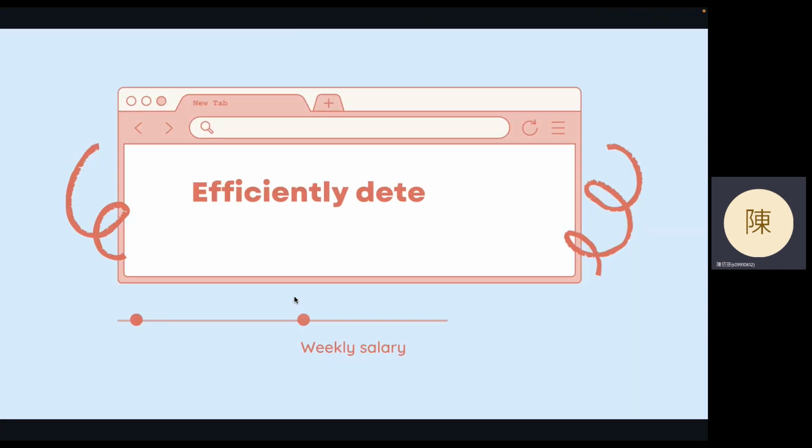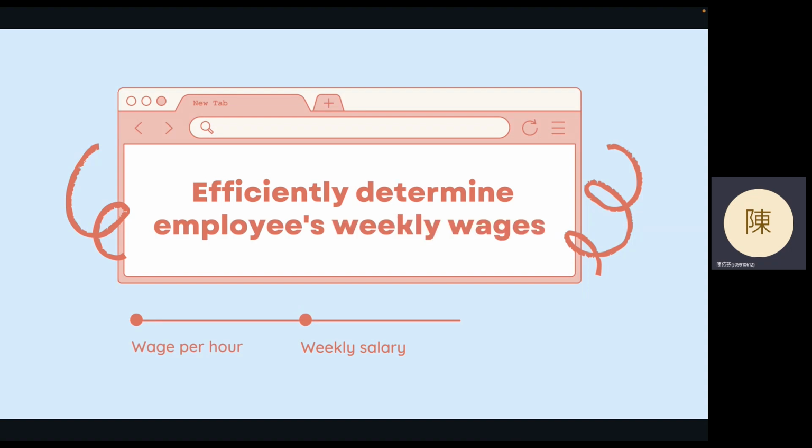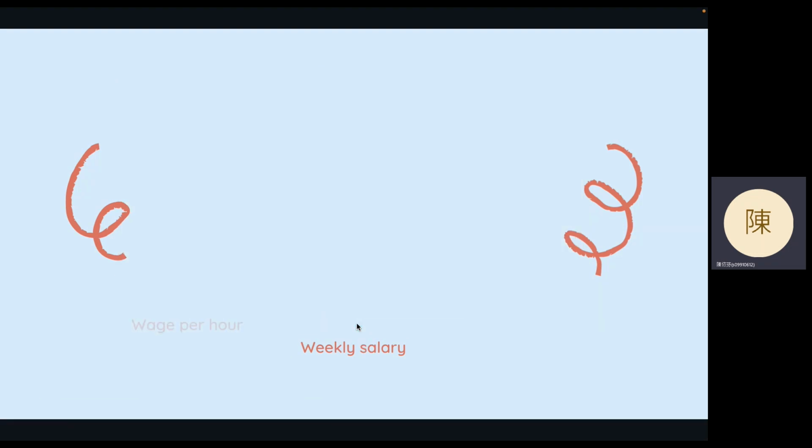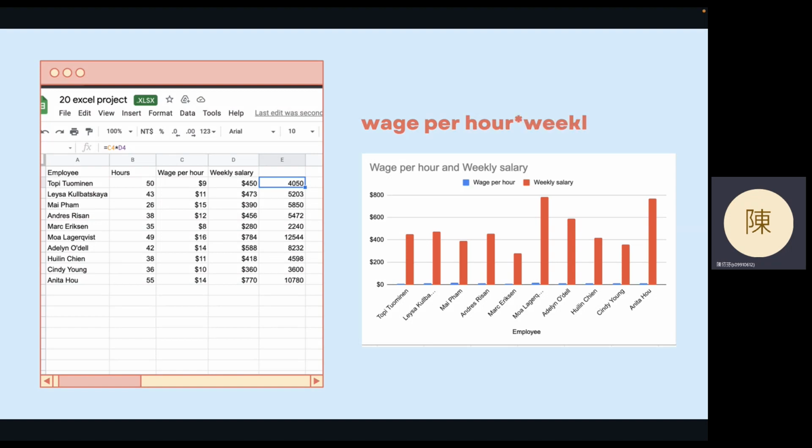So next, I will talk about how Excel can help you efficiently determine employees' weekly wages. For this formula, we need the wage per hour and weekly salary, which Anita has talked about previously. I'm going to talk about how we can get the weekly wages, which is very simple, just like before.